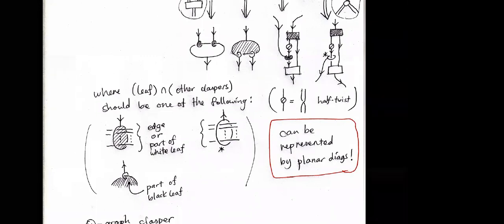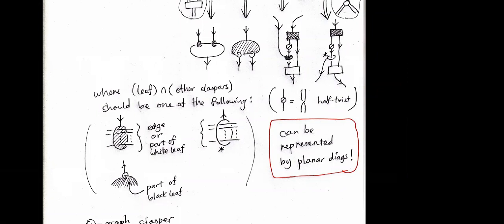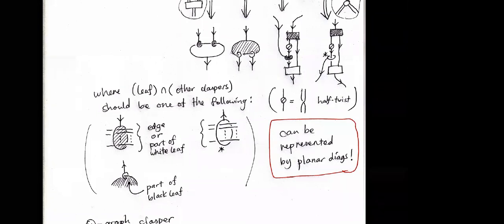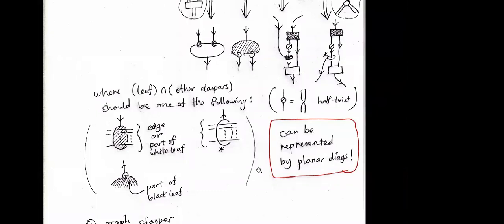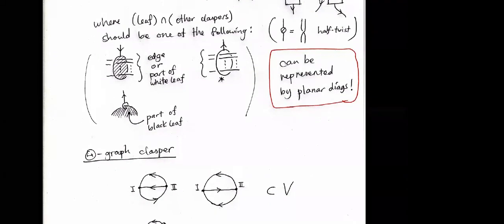And it would be important that a clasper is an object in a three-manifold. So it can be represented by a plane diagram. We can represent the corresponding object correctly. So a diagrammatic proof will be possible.